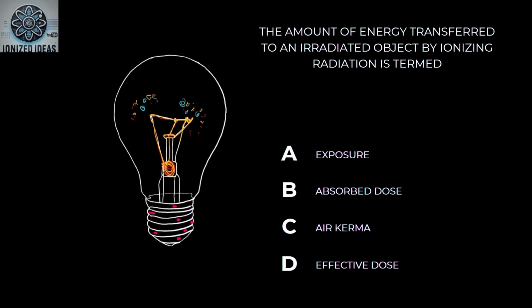The amount of energy transferred to an irradiated object by ionizing radiation is termed: A. Exposure, B. Absorbed dose, C. Air kerma, D. Effective dose.